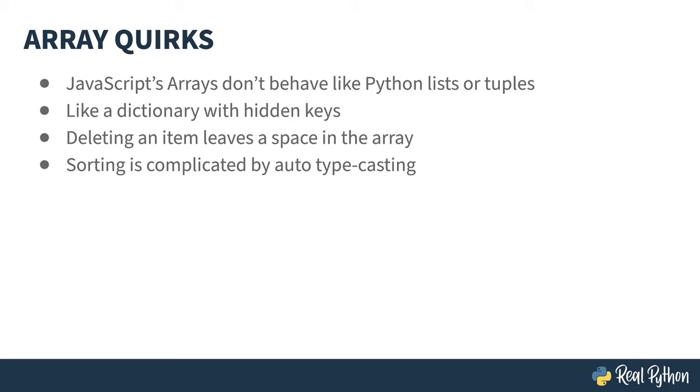Arrays support sorting, but by default only sort strings. Because of JavaScript's auto-typecasting, when you go to sort numbers, they'll be sorted alphabetically.